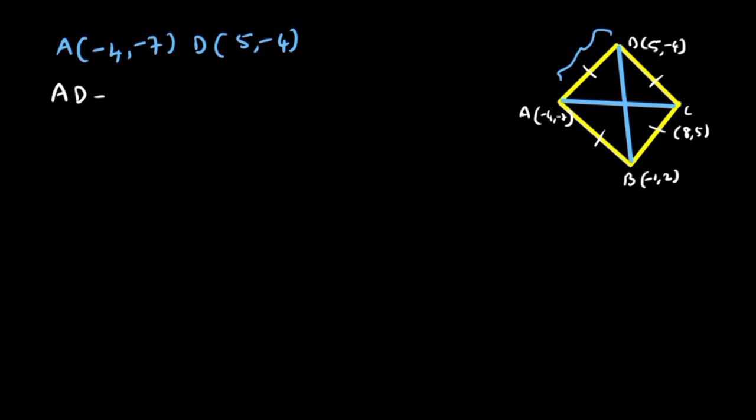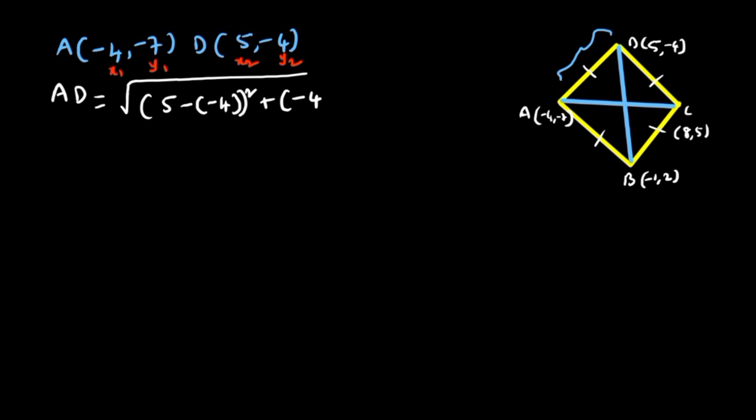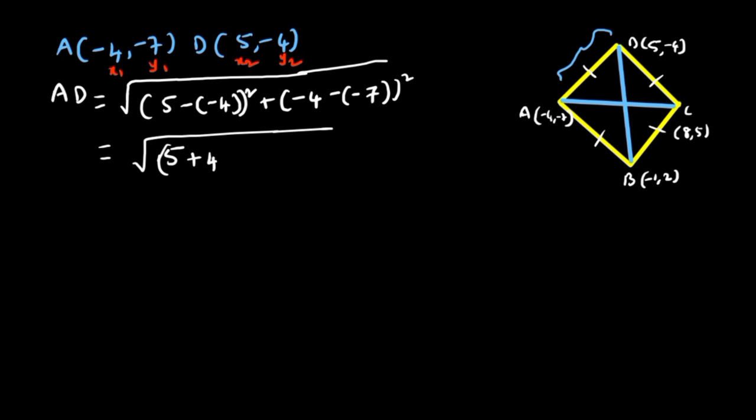So AD equals root of, what is x1 here? This is x1, y1, this is x2 and y2. So root of x2 minus x1, that means 5 minus of minus 4 whole square, plus y2 minus y1, minus 4 minus of minus 7 whole square. So this equals root of 5 minus of minus, it is plus 4, plus minus 4 minus of minus 7, minus of minus becomes plus 7 square.